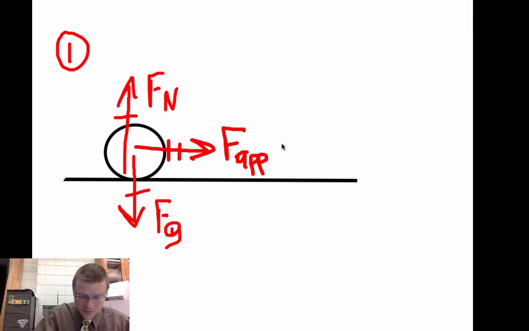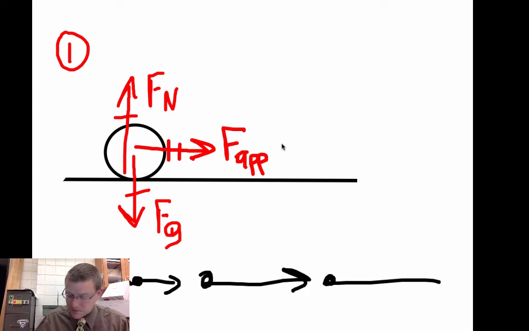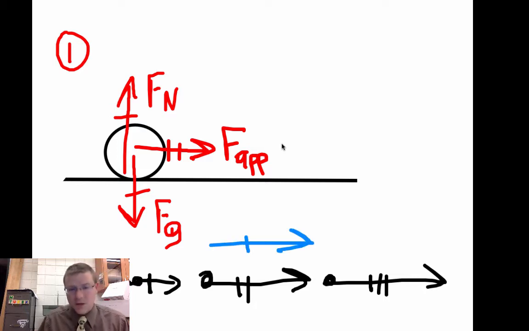Looking at the scenario, if I create the motion map, the bowling ball was at rest and started to pick up velocity each second as you hit it. With that being said, that means that there must be an acceleration towards the right. So that acceleration shows that the velocity is changing in the forward direction. And the reason for that has to do with this force.